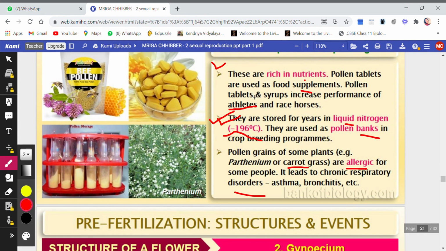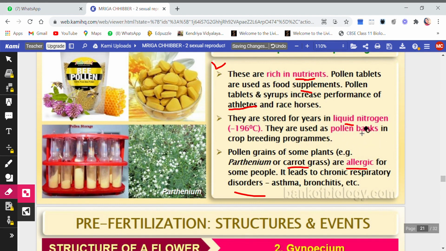Now, importance of pollen grain. These are very rich in nutrients. Pollen tablets are used as food supplements. Pollen tablets and syrups increase the performance of athletes and racehorses. Now, this is a very important point. It is generally asked, children, here. Point number 2, as you see, this point is quite important.